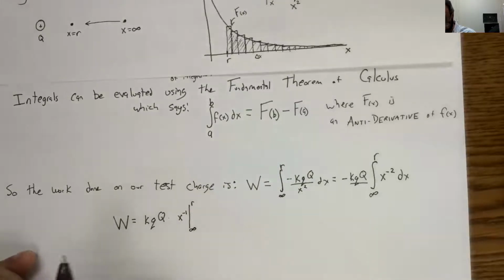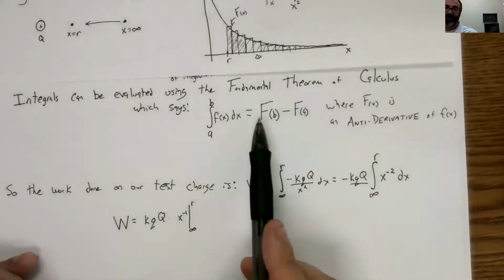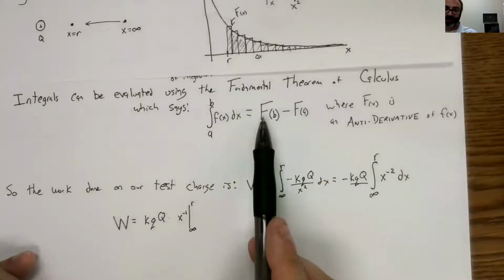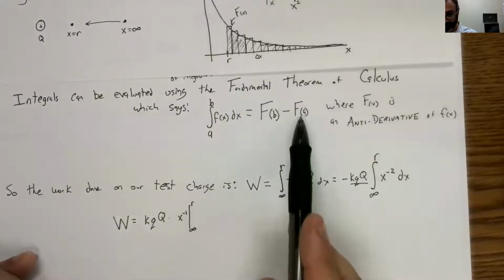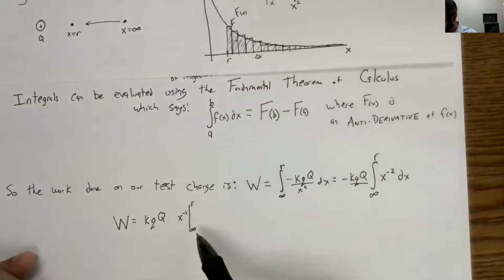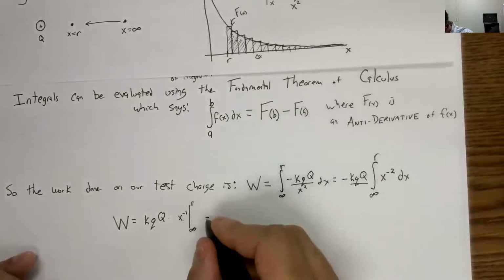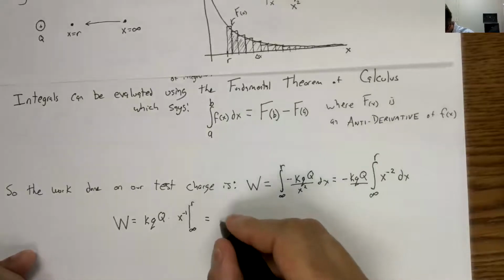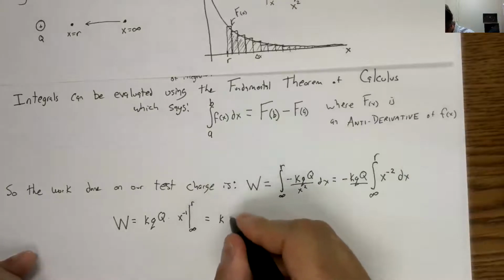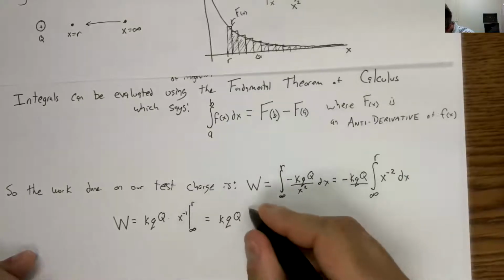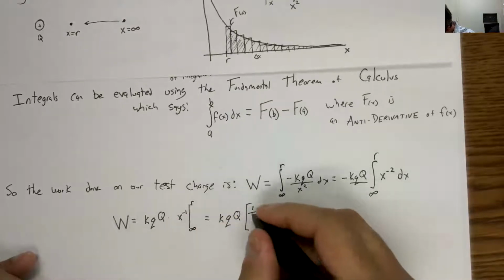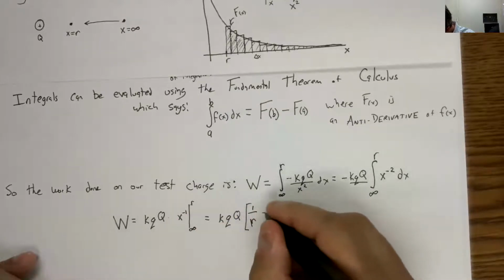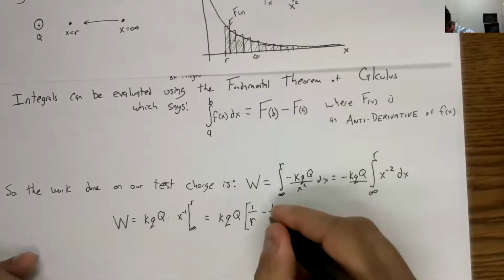I kind of forgot, what do you do with the infinity? So this is the fundamental theorem of calculus. We want to plug in the r value here, and we also are going to plug in the infinity value here and subtract. So what we get when we evaluate, and you'll see what happens to the infinity in a second, is k q q times x to the minus 1, that's 1 over x. So that's 1 over r minus 1 over infinity.